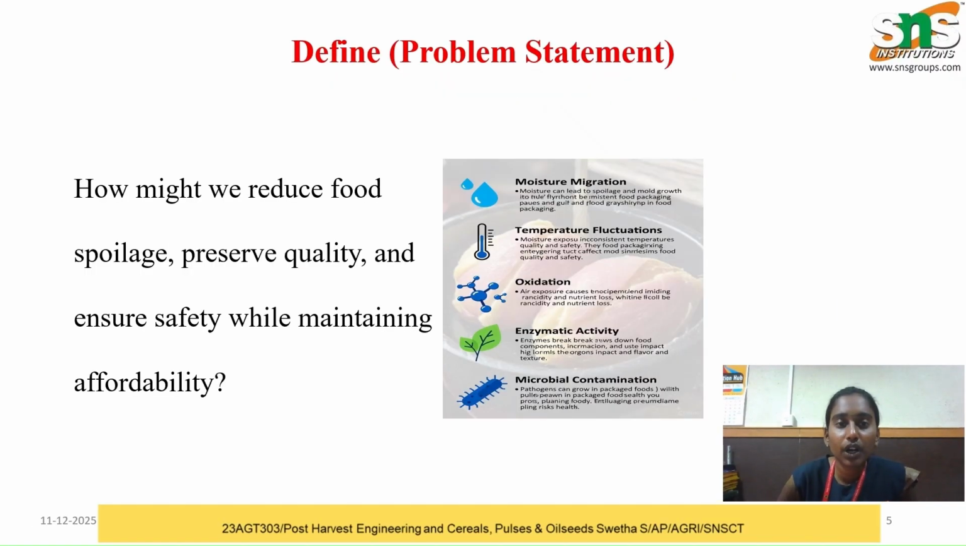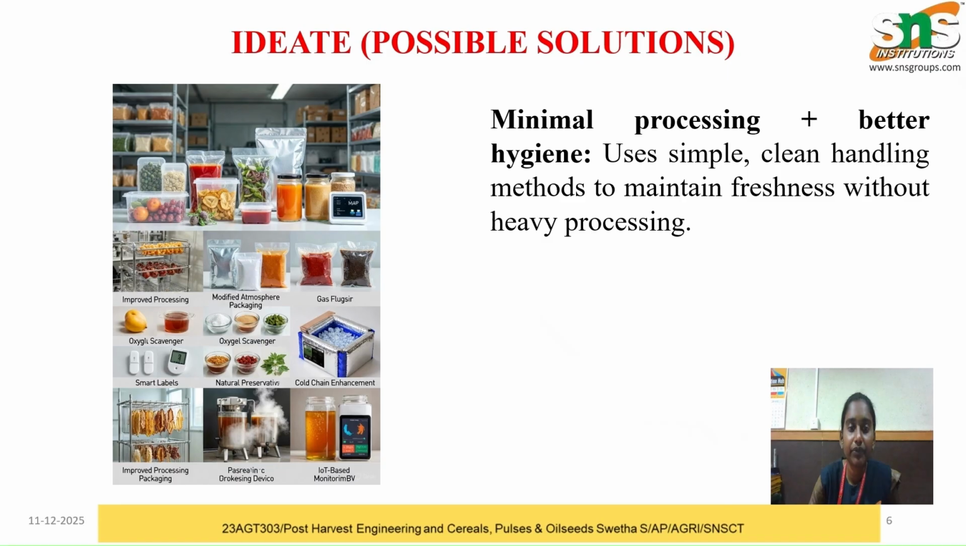Define. The problem statement: how might we reduce food spoilage, preserve its quality, and ensure safety while meeting affordability, considering moisture migration, temperature fluctuations, oxidation, enzymatic activity, and microbial contamination, which is also very important.